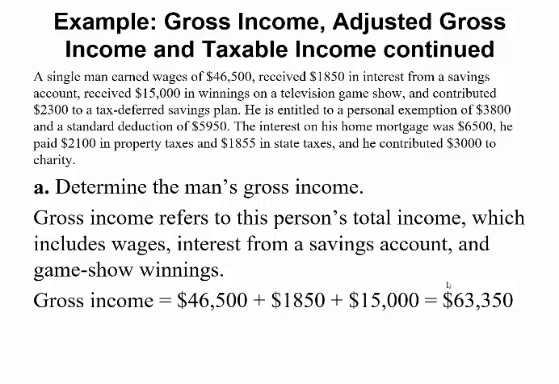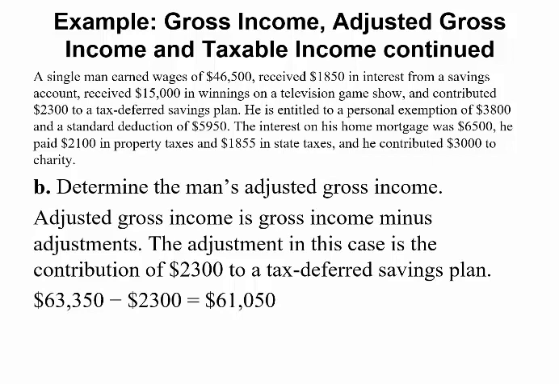The gross income refers to the person's total income. So this includes wages, interest from a savings account, and that game show winning. So this was his wages, his interest, and the game show winnings. So this man's gross income was $63,350. That's just how much money he made that year.